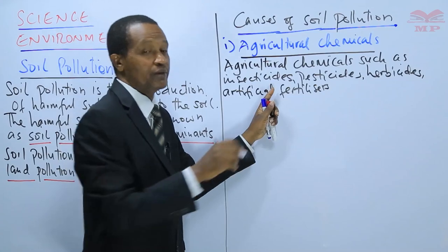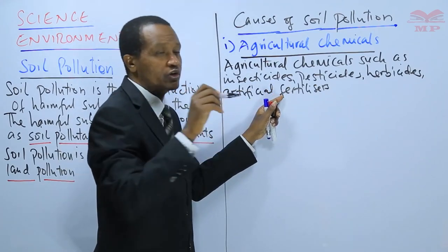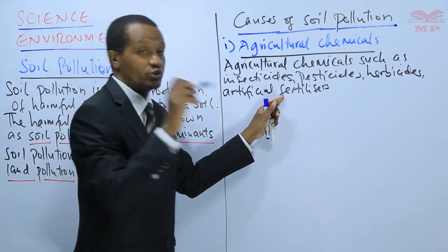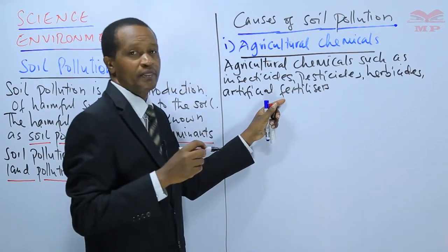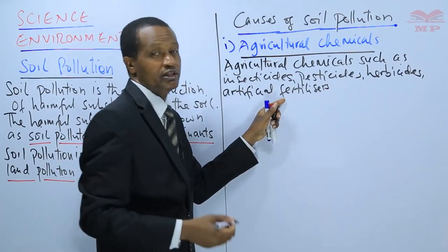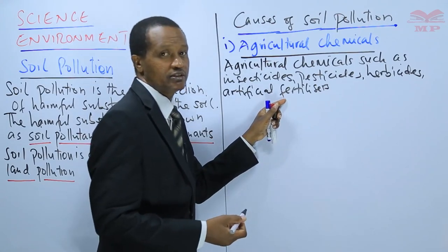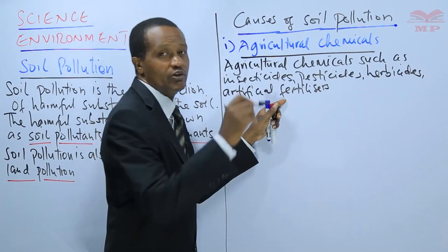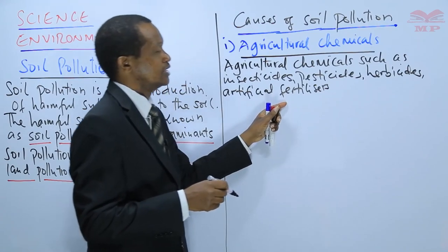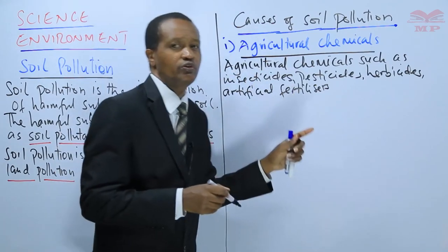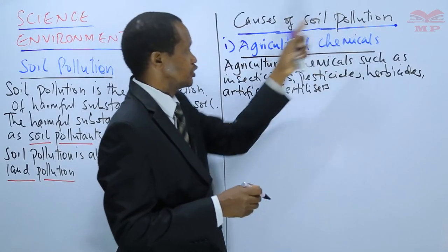with proper growth of plants. They can also cause death of small organisms that live in the soil. We all know the importance of such organisms. They help in breaking the soil and making the soil nutritious. So learners, excessive use of agricultural chemicals leads to soil pollution.